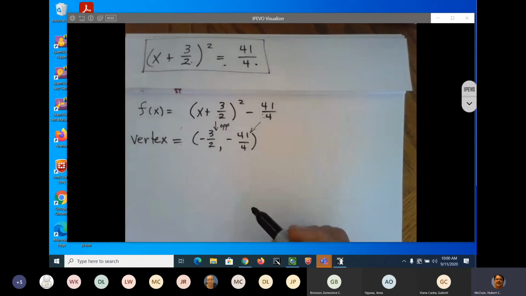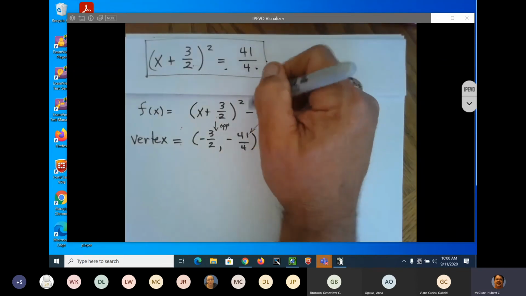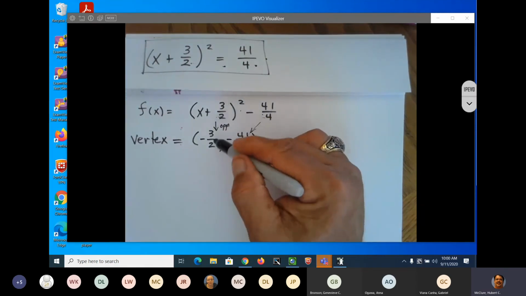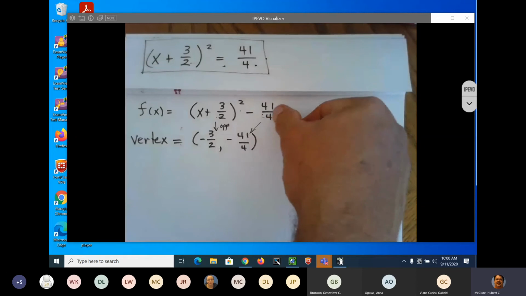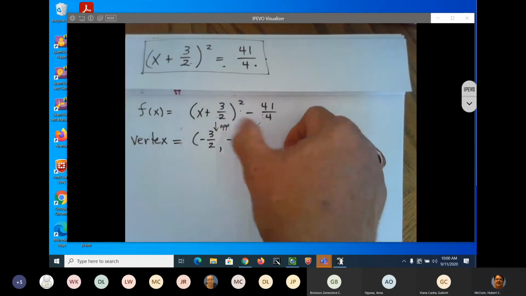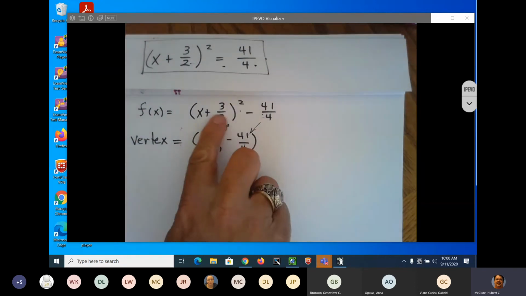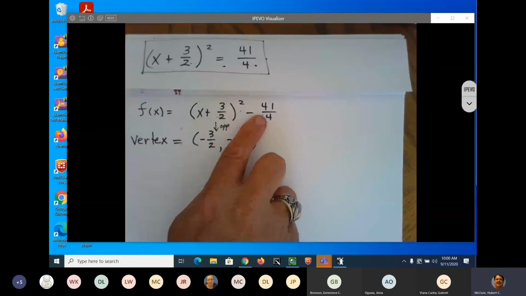This form, you take the opposite of both to get your vertex. This form, you take the opposite of the horizontal shift and you bring down the vertical shift. It's just a personal preference, whichever one you want. Just remember, if they give you this form on a test, you don't take the opposite of both. You bring this down and take the opposite of the horizontal shift. And you learned that in chapter 2. You took the opposite of this and you brought this down.